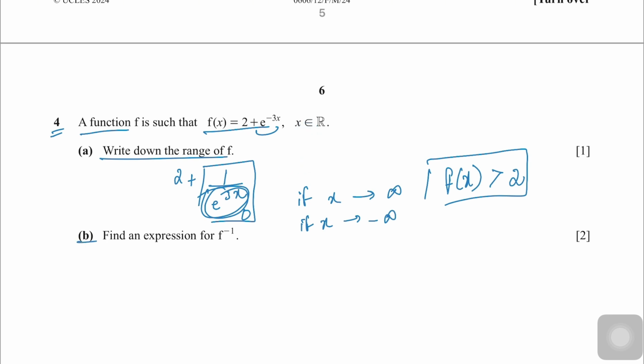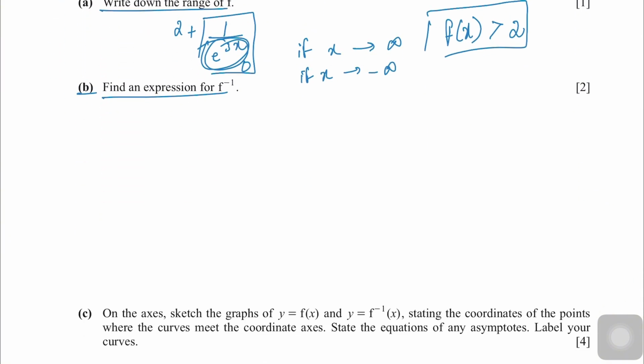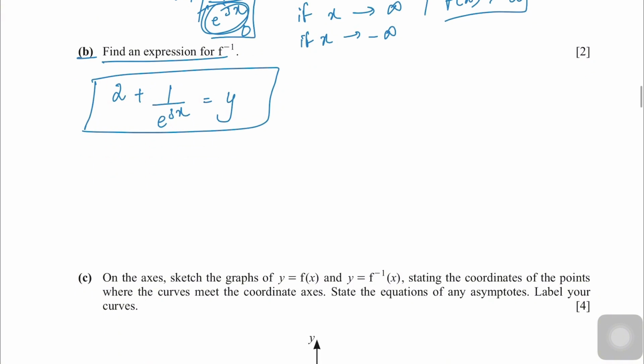Now in part B, we need to find an expression for f inverse of x. For that, we can use the y formula, that looks like this. So now here we need to make x the subject to get our f inverse. So this would be 1 over e power 3x. This 2 would be negative over there. So this would be y minus 2. This would be exchanged. So this would be 1 over y minus 2 equals e power 3x.